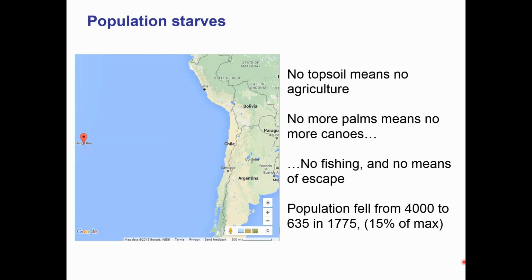As a result, the population fell from 4,000 at its max down to 635 individuals in 1775 when Europeans first arrived on the island. Those European sailors were the first people to arrive on Easter Island in about 1,000 years. The people that had been marooned on there, that population had been marooned on the island, on literally a dying island, for the last 500 to 600 years.